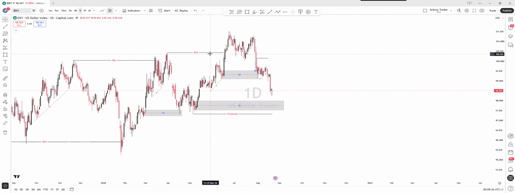Okay. Now, if you don't know what the correlation between the DXY and the Euro USD is, this is it. Whenever the DXY is bullish, we are expecting to see the dollar pairs being bearish, that is the likes of Euro USD, GBP USD, AUD USD, those pairs that are associated with the dollar. Although there are those that don't have a strong correlation, the likes of Euro USD and GBP USD have a strong correlation with the DXY. So if, for instance, the DXY is bullish, we are expecting Euro USD to be bearish.